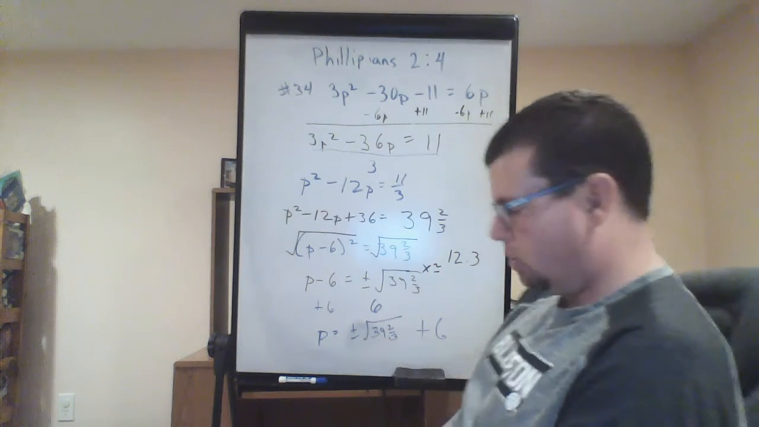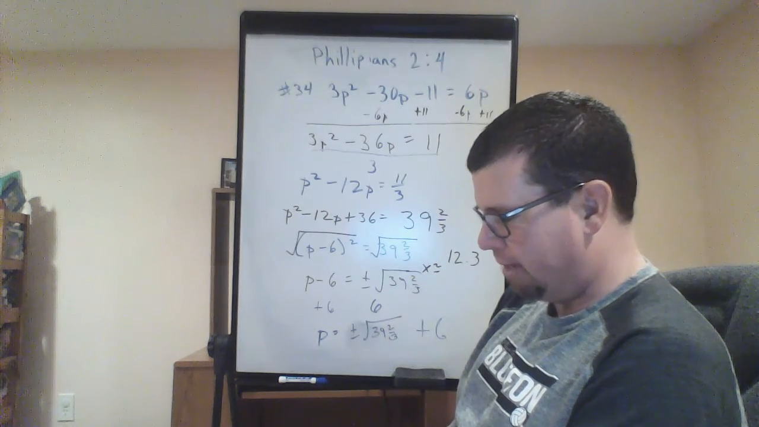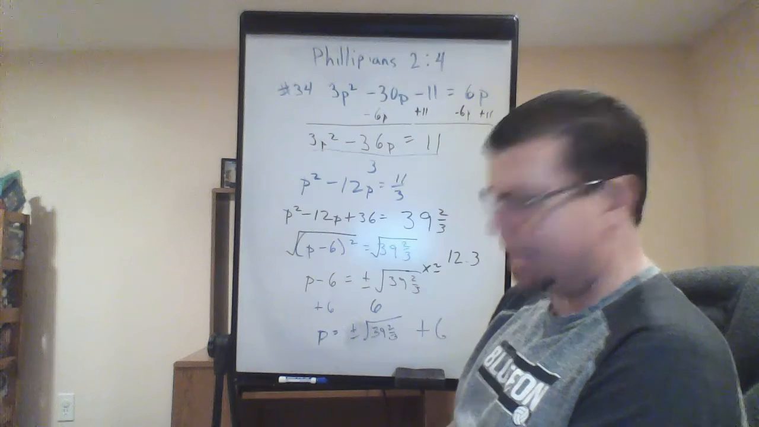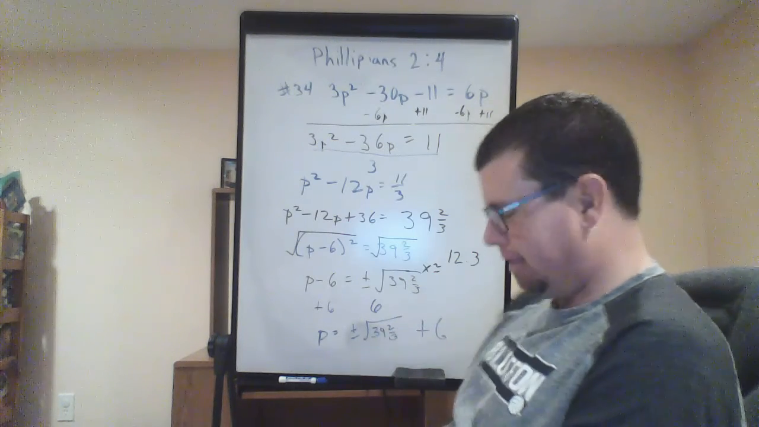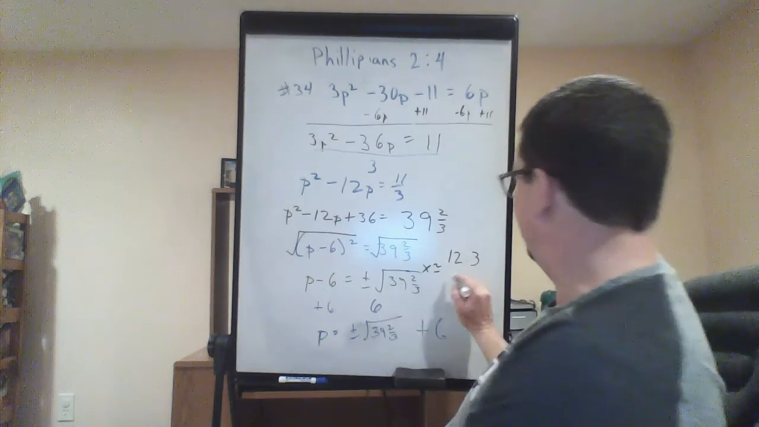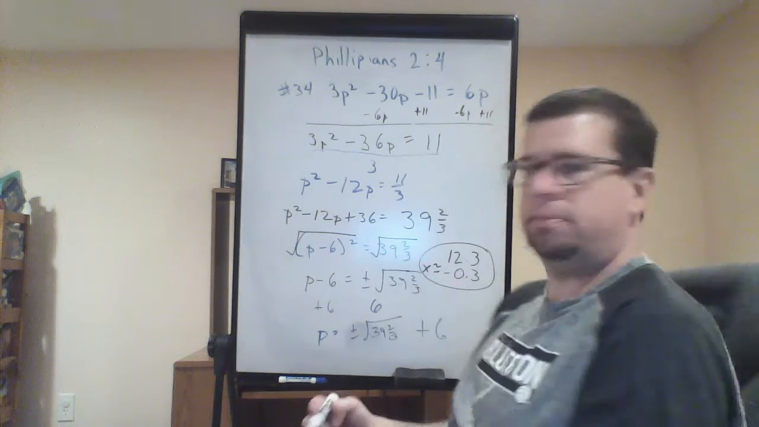And then I do the square root of 39 and 2 thirds, but I do the negative value of that, and that's going to give me about negative 6.3. And I still add 6 to that, and I get about negative 3 tenths. All right, so there we go.